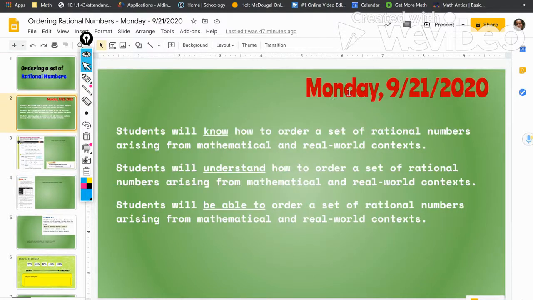So today is Monday, September 21st, 2020. Students will know how to order a set of rational numbers arising from mathematical and real-world contexts. Students will understand how to order a set of rational numbers, and students will be able to order a set of rational numbers.